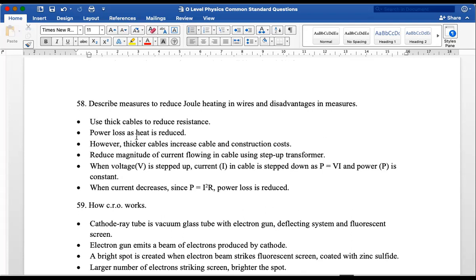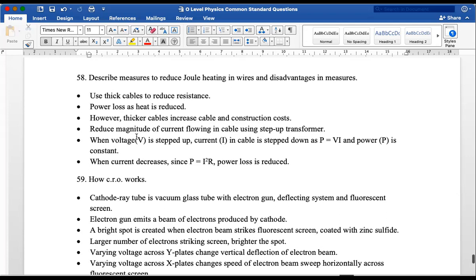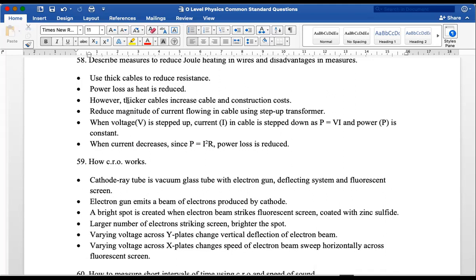So reduce the magnitude of current flowing in the cable using a step-up transformer. When voltage is stepped up, current in the cable is stepped down as P equals VI and power is constant. When current decreases, since P equals I squared R, power loss also reduces. Better to say power loss as heat decreases.